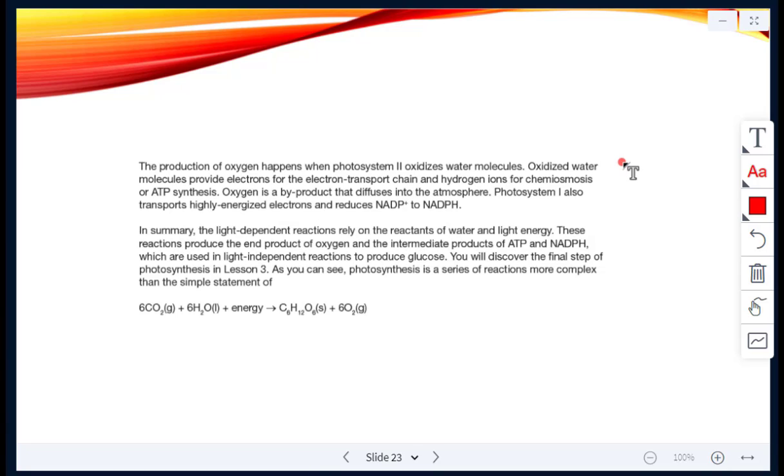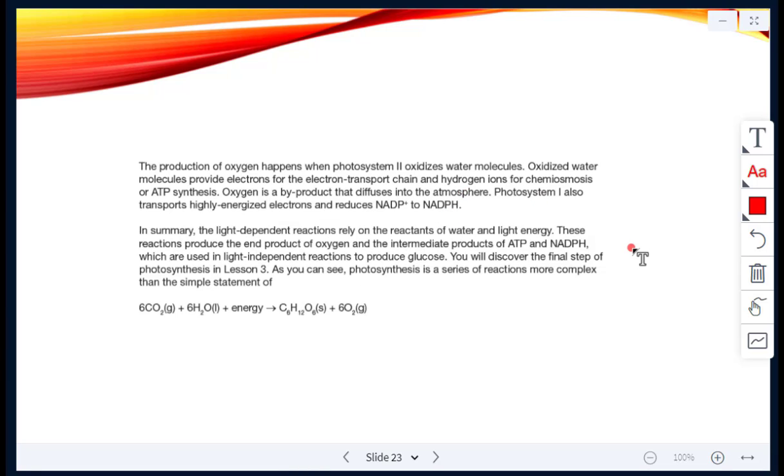Production of oxygen happens when photosystem 2 oxidizes a water molecule. The oxidized water molecules provide electrons for the electron transport chain and hydrogen ions for chemiosmosis or ATP synthesis. Oxygen is a byproduct. It diffuses into the atmosphere. Photosystem 1 then reduces NADP positive to NADPH.